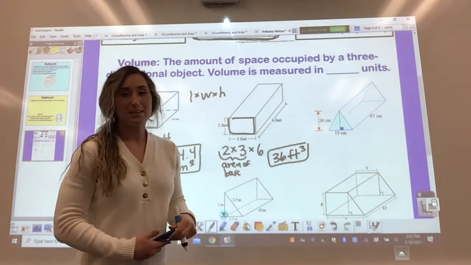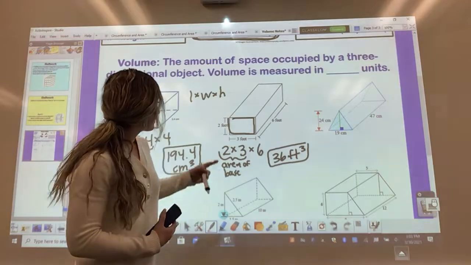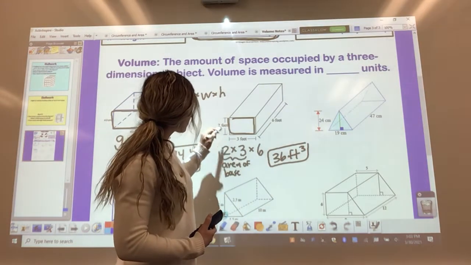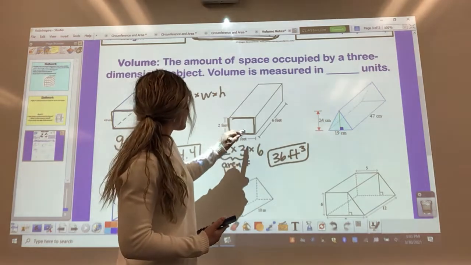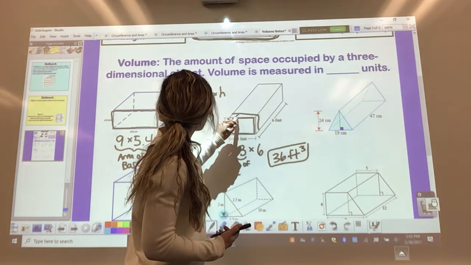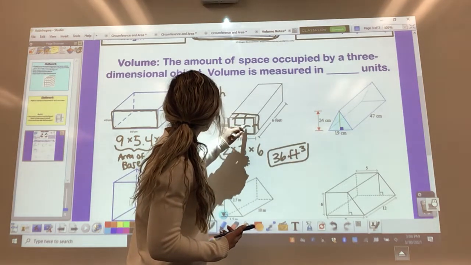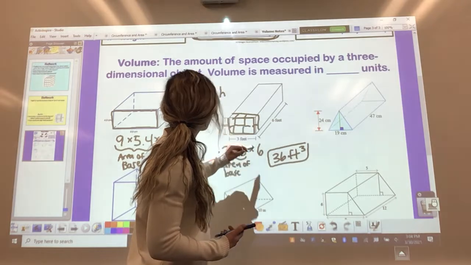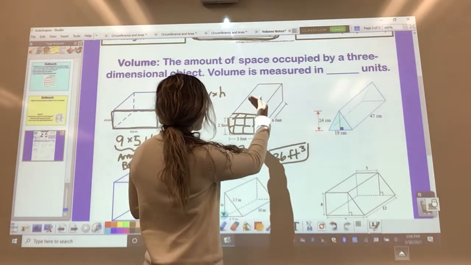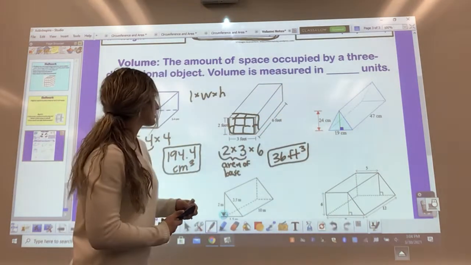And once again, I might sound like a broken record, but I really just want to drive home why this works. Okay, the area of the base is 6 cubic feet, or 6 feet. So 6 little cubes would fit along this first layer, and then you'd stack 6 additional layers on top of that to get the 36.